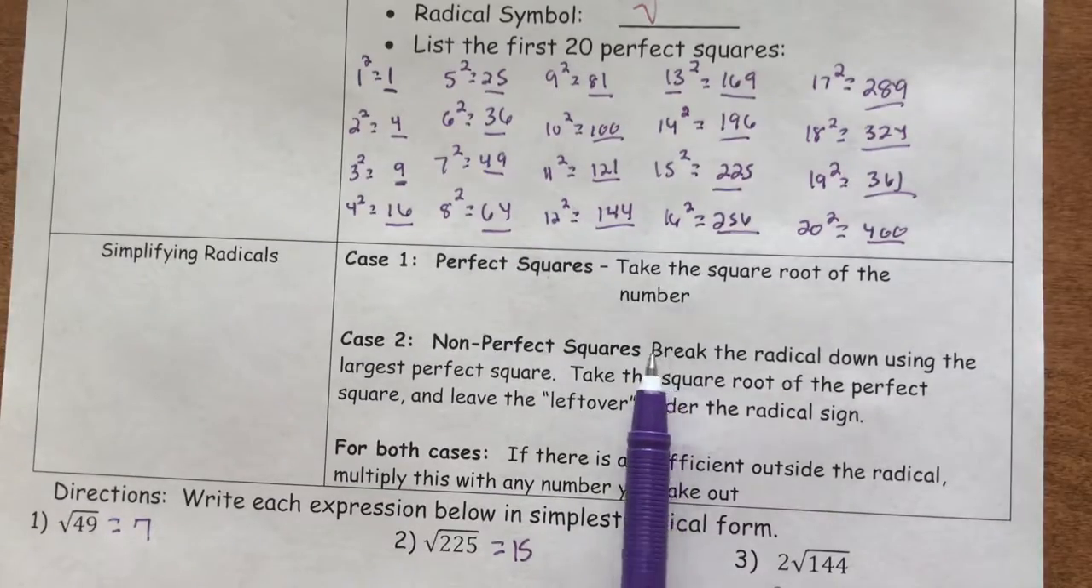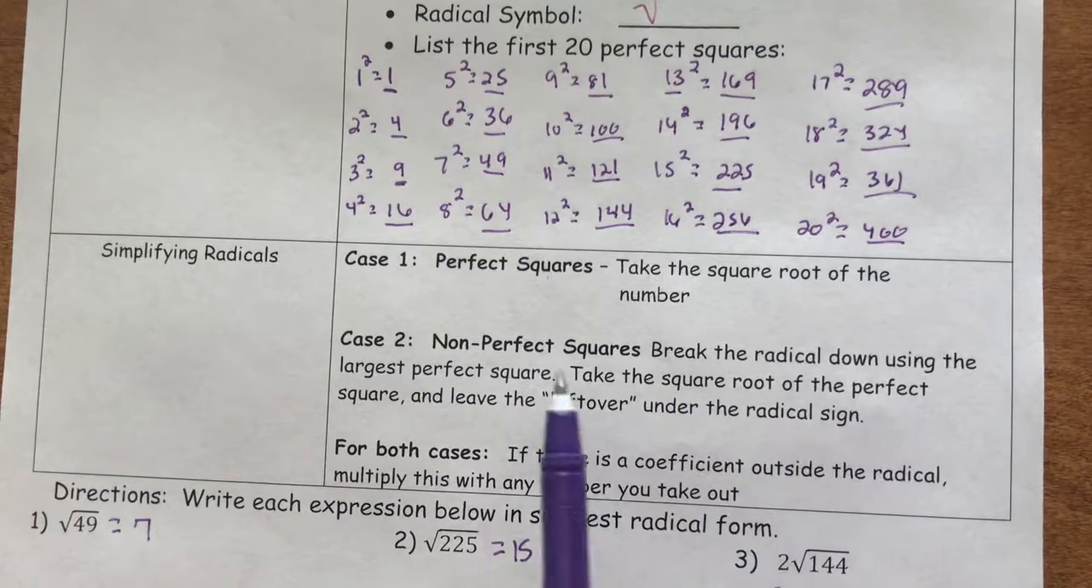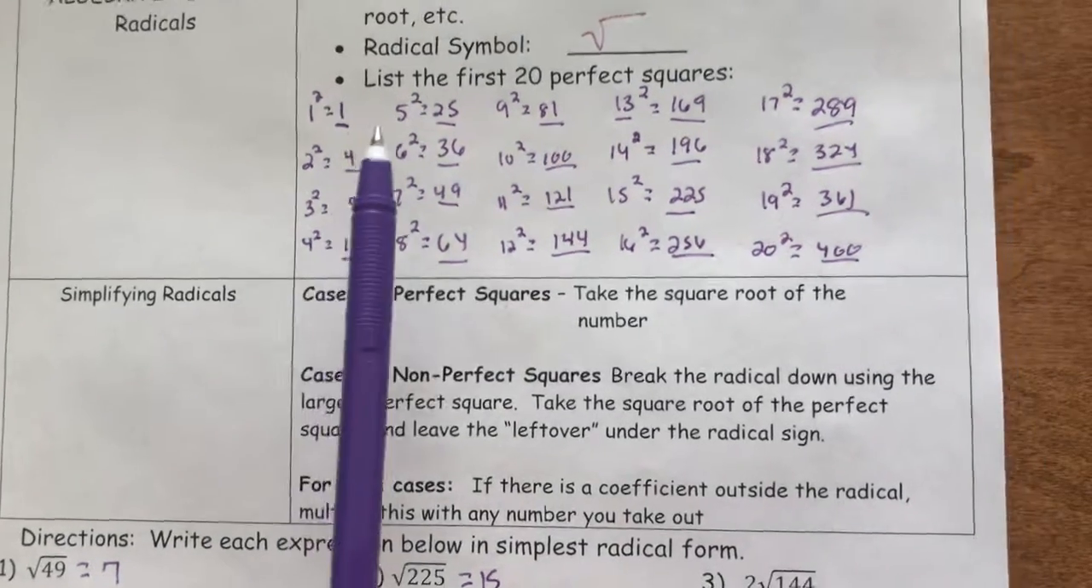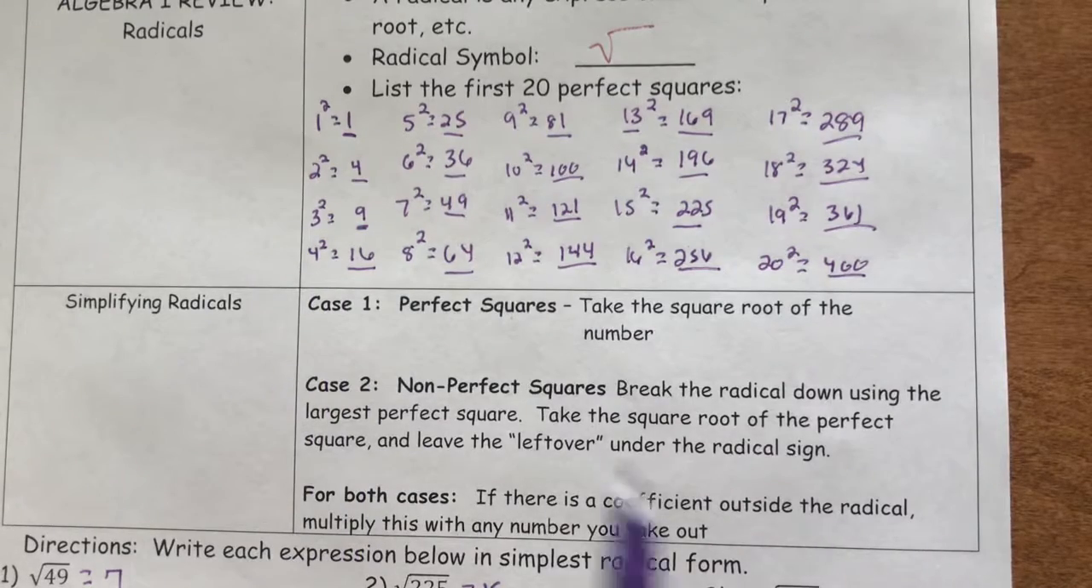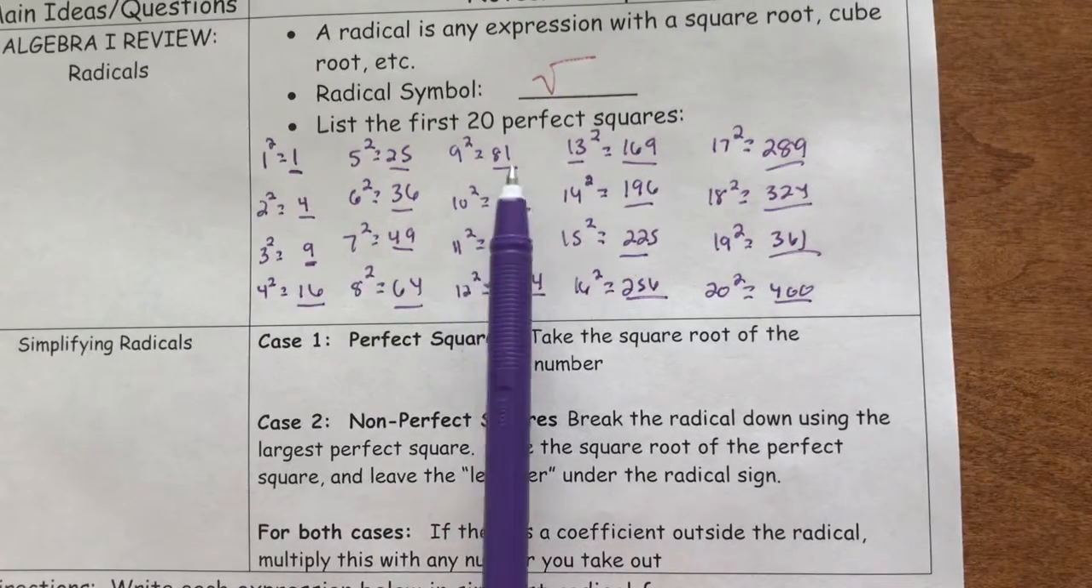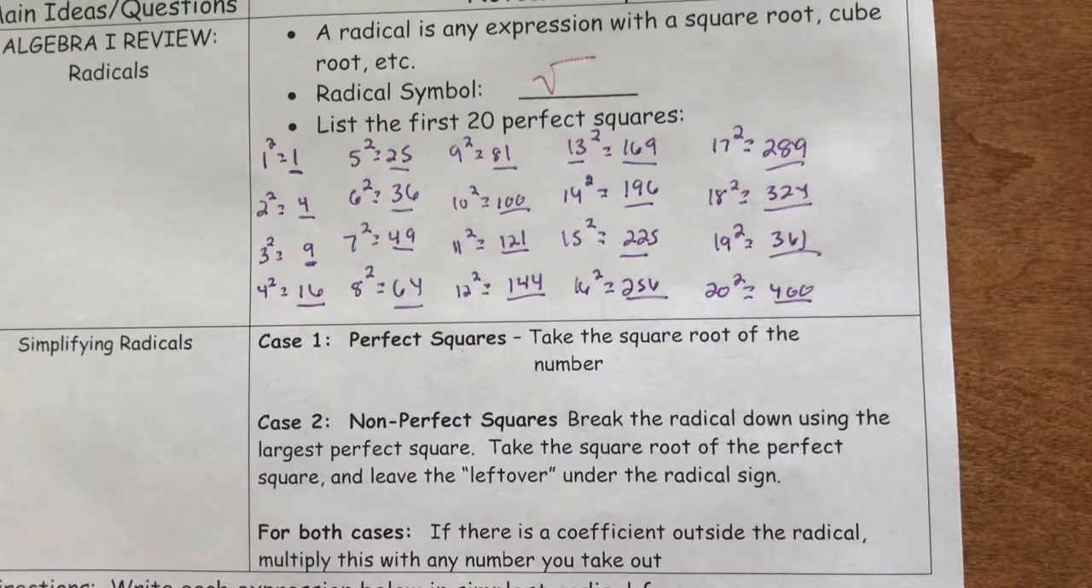So here are the steps. You're going to break the radical down using the largest perfect square. So I'm going to look for the largest perfect square that goes into 112. Instead of starting down here at 1, since I want the largest, I find the first largest perfect square that's smaller than 112, and that's 100. I start with 100 and go down my list to see what is the first largest perfect square that goes into 112.